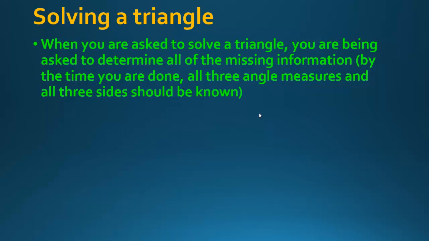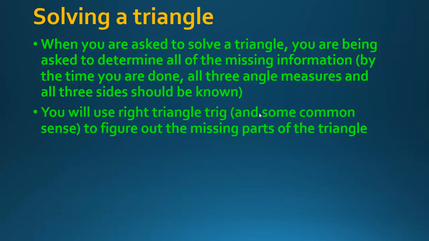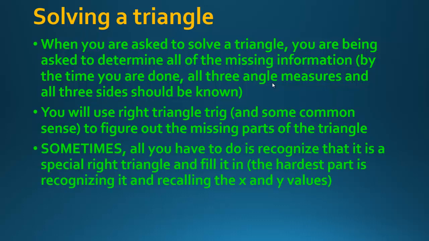When you're asked to solve a triangle, you're basically being asked to determine all of the missing information. By the time you're done with the problem, all three angle measures and all three sides should be known. Since they're right triangles, you're going to know at least one of the angles, probably another one, which makes finding that last angle really easy. You're using right triangle trig and common sense, knowing there are 180 degrees in the triangle. If one angle is a right angle and you know one already, you can do basic math to find the third.